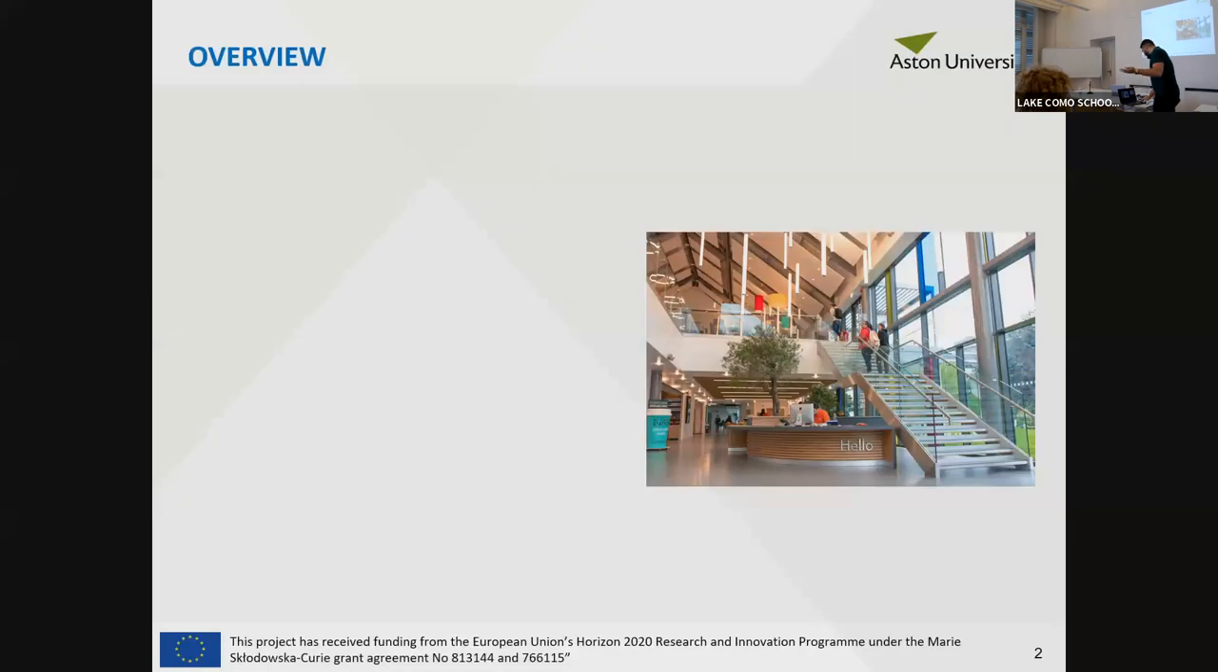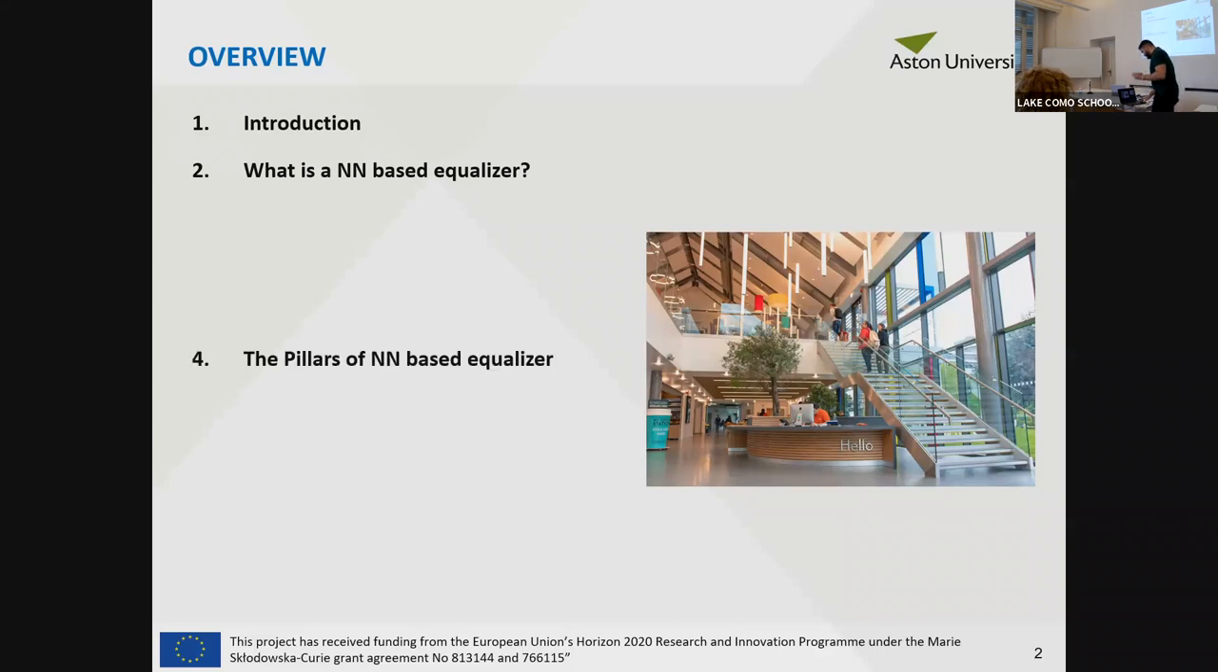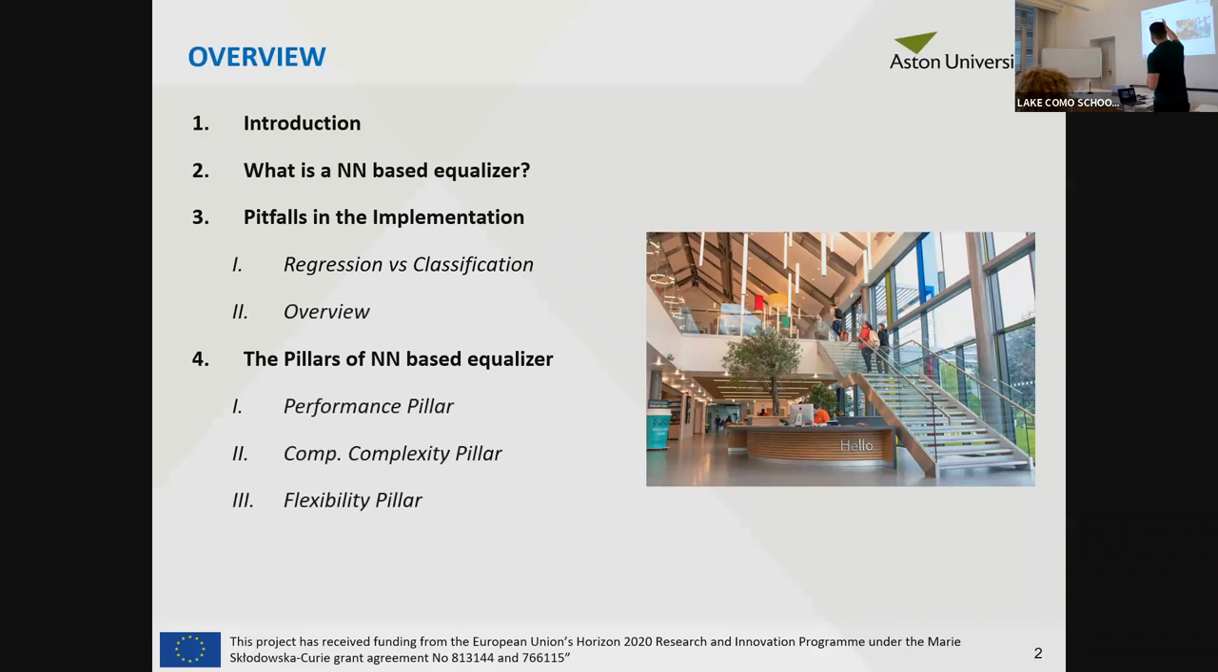So, some overview for my presentation. I will start by motivating why in the first place we need such solutions for optical communications. Then I will explain what a neural network based equalizer is, okay? What is an equalizer in the first place? And then what is this variant where we use machine learning to design it? The third is I will be talking about some pitfalls in the implementation of such solutions. You can imagine, and I will be going a little deeper on this, that once you take a solution from one field and try to apply it to another field, sometimes the particularities are not transferable directly, so you need to really understand the physics and how to implement it.